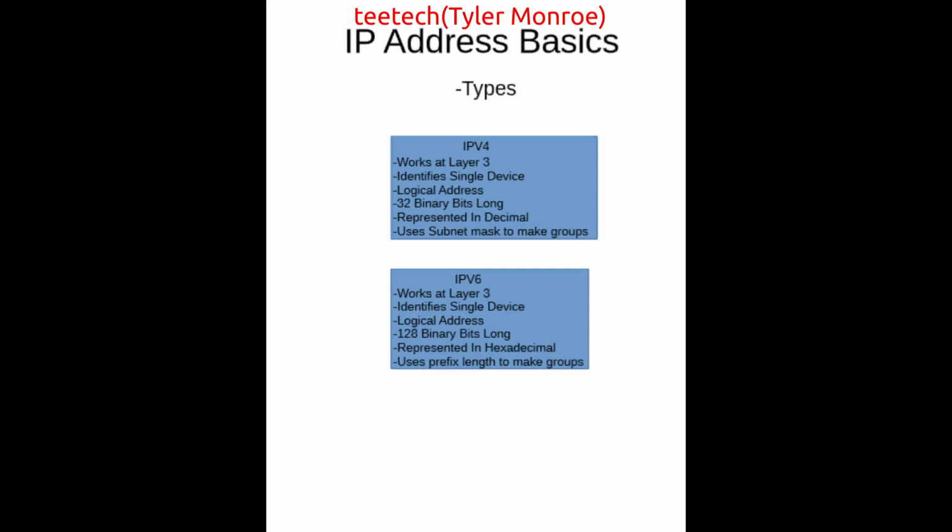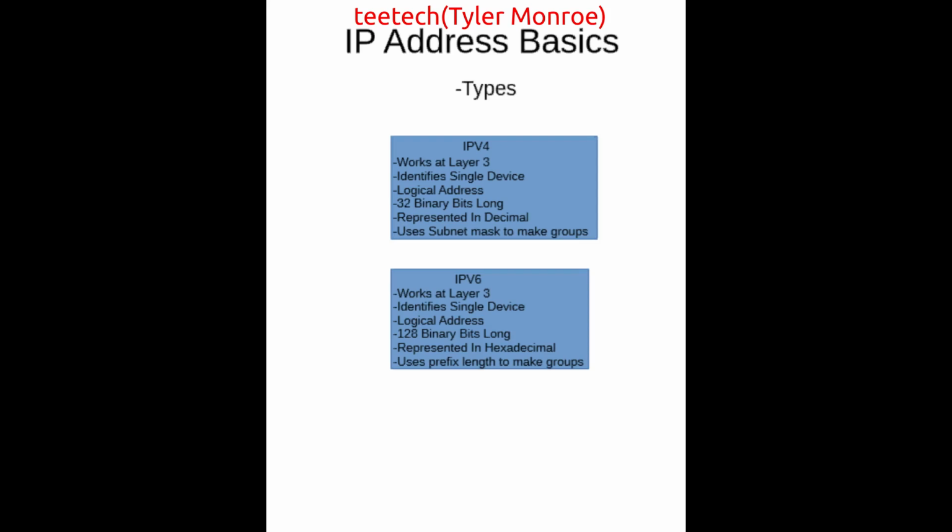Now, with IPv4, this is 32 bits long, and it's binary bits, so ones and zeros. But we don't see them as bits like that. We represent them in decimal when we write them out, or see them on a device. And a very important concept is making networks with IP addresses. To do this with IPv4, we use subnet masks, and that will group the devices together.